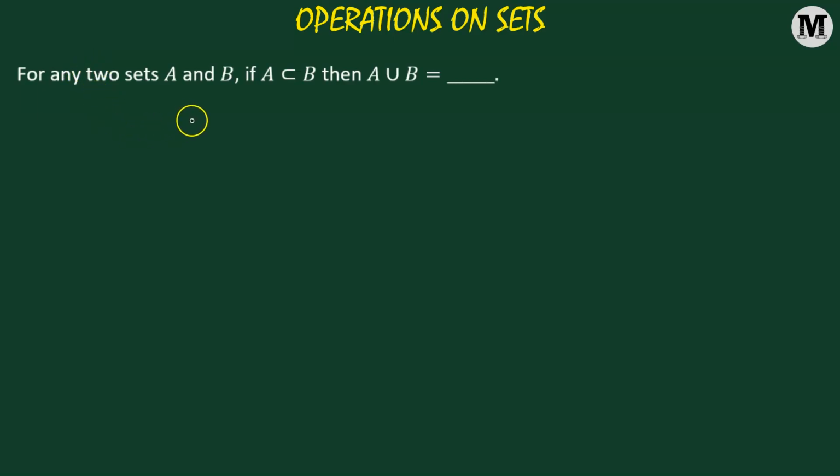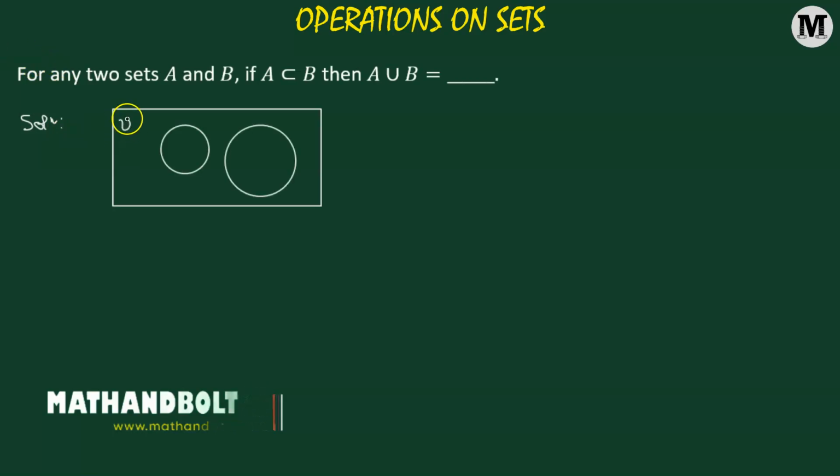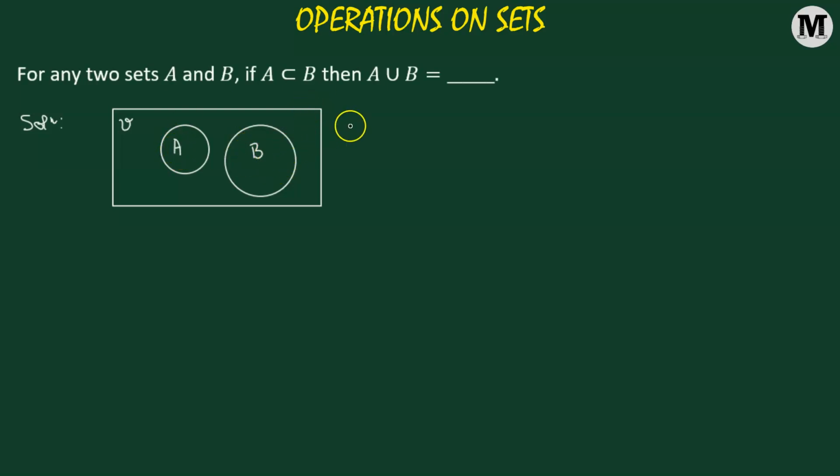So given two sets A and B, if A is a subset of B, then what will be A union B? Let's try to understand this problem with the help of a Venn diagram. Here we are going to consider the universal set U containing two sets, set A and set B. Now, let's try to understand the problem.